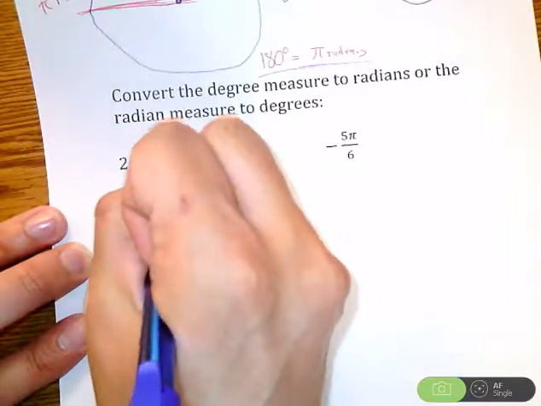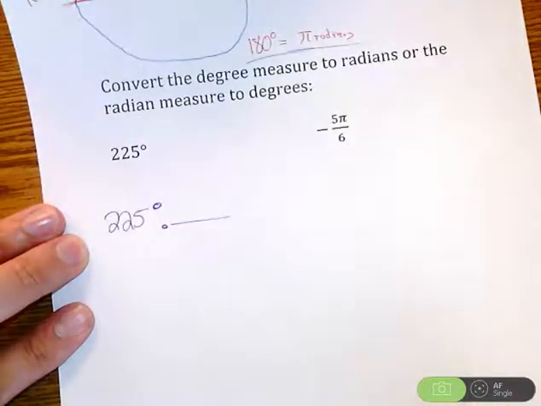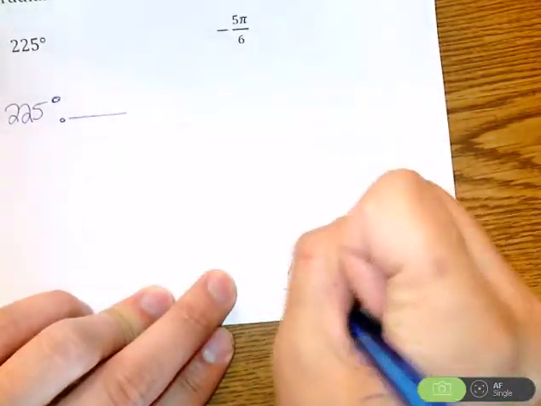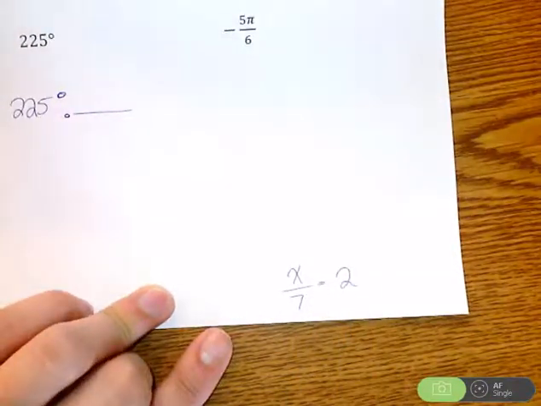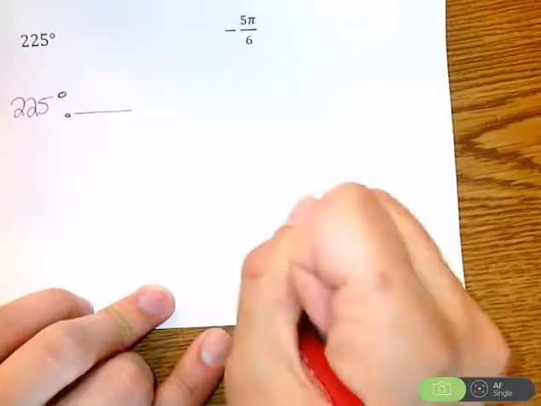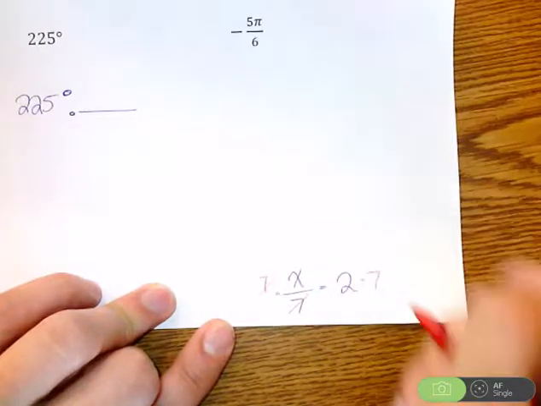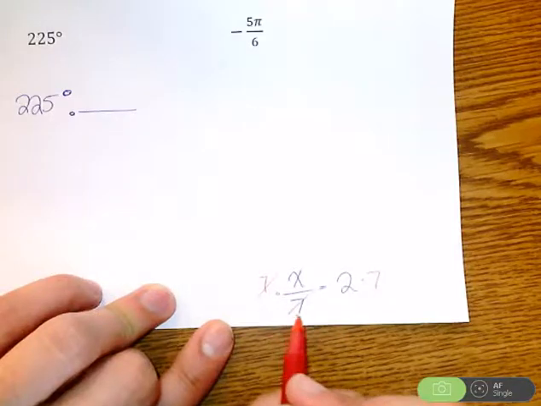So the first thing I'm going to do is start with 225. The key thing here is degrees. So I want to convert from degrees to radians. Now, the idea I use to help get through this is, if you had, say, the equation x divided by 7 equals 2, and I said, hey, I want you to solve this equation, well, we can't get x alone yet because we have this division by 7. So how do you get rid of something in the denominator? You multiply by the same thing in the numerator. So the 7 would cancel with the 7. Whenever you have the same thing in the numerator and the denominator, they cancel out.